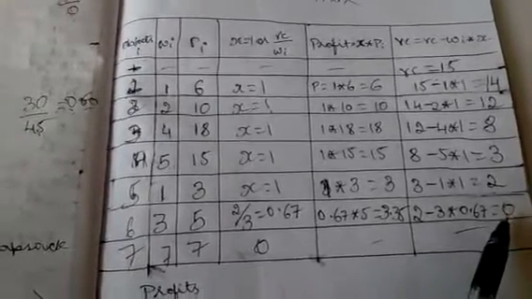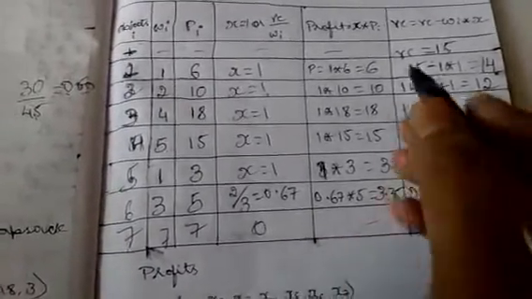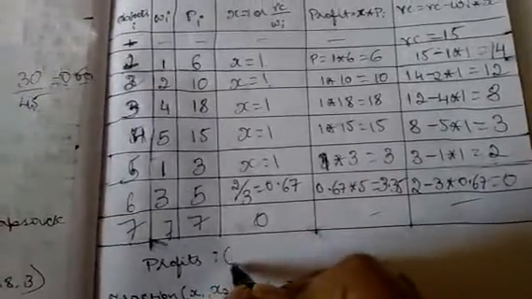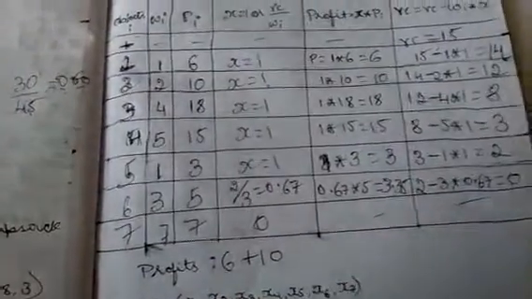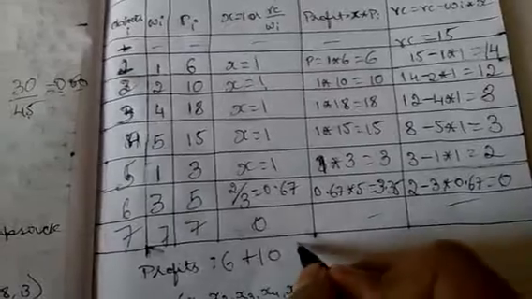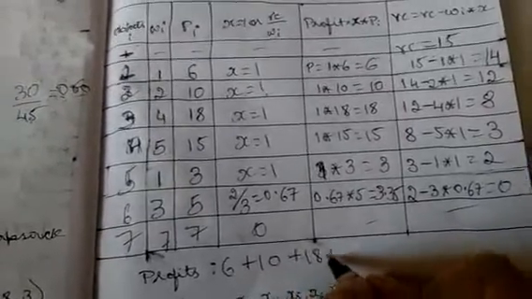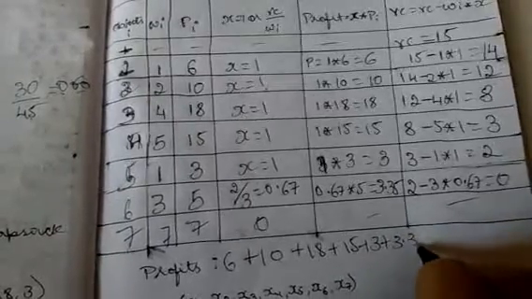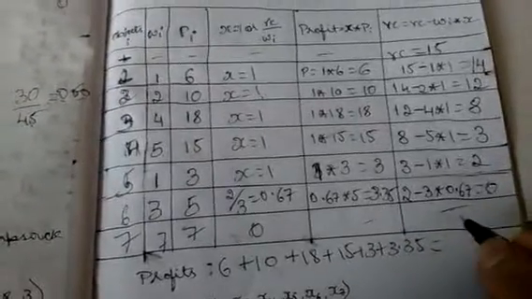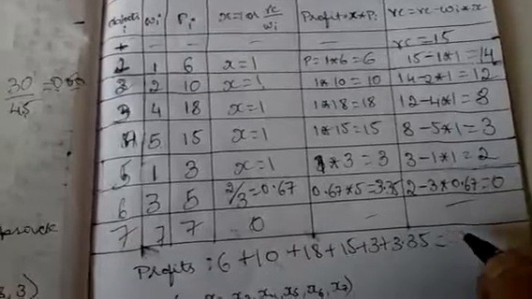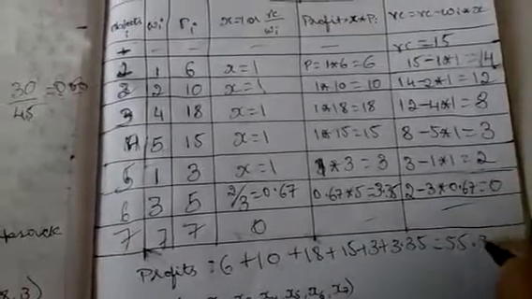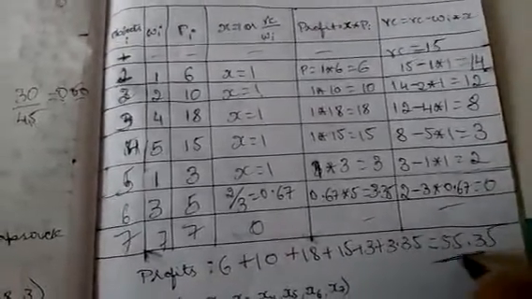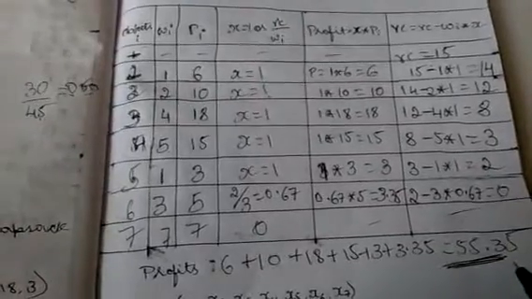Now you have to find out the profits. What are all the profits you have here? 6 plus 10 plus 18 plus 15 plus 3 plus 3.35. What is the total? It is 55.35. This is the maximum profit and this is the optimal solution we have got.